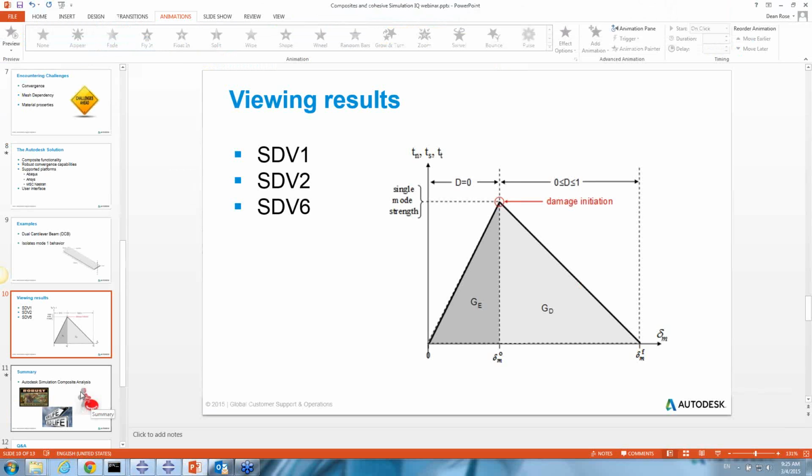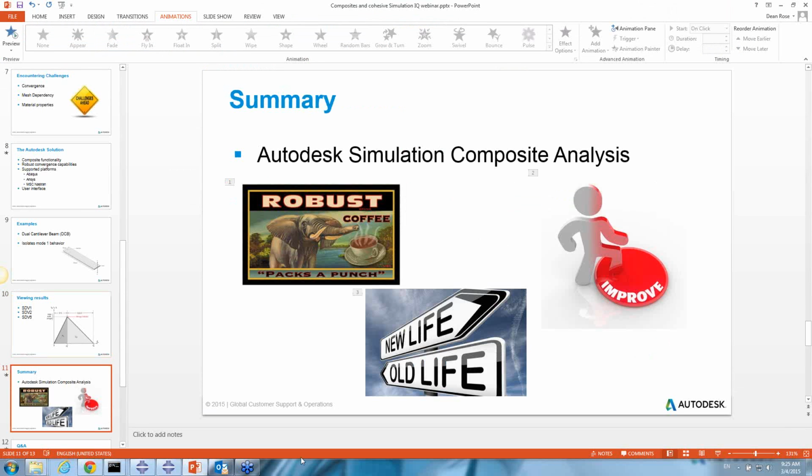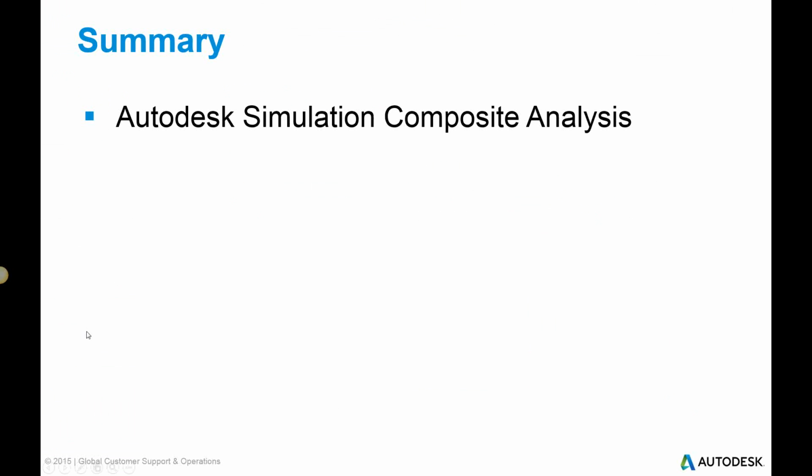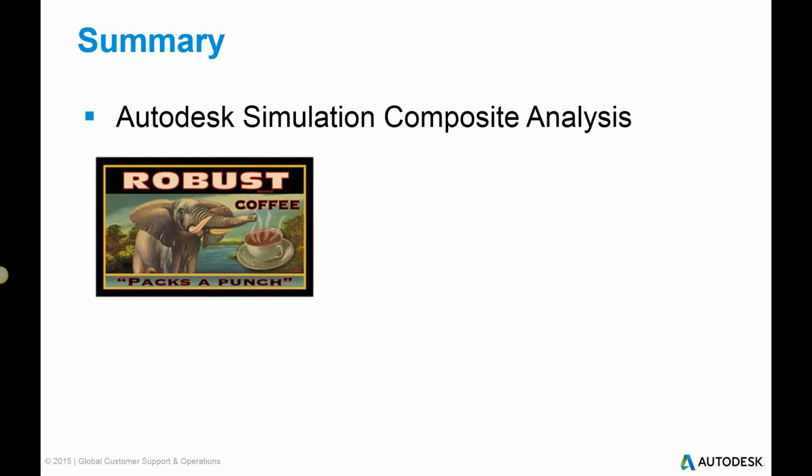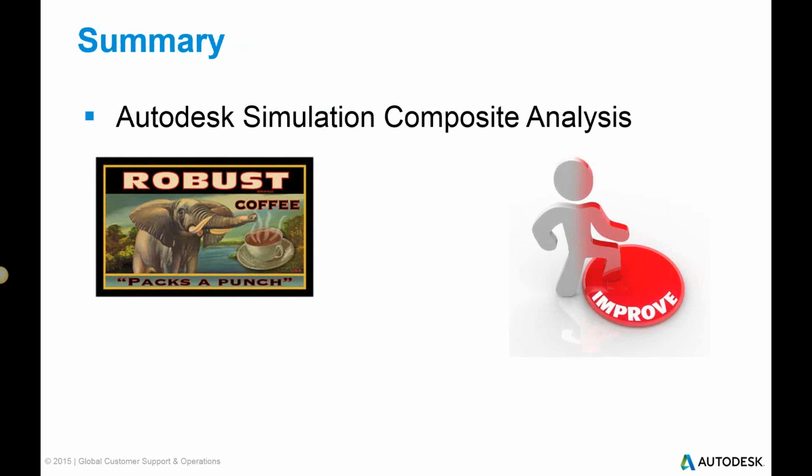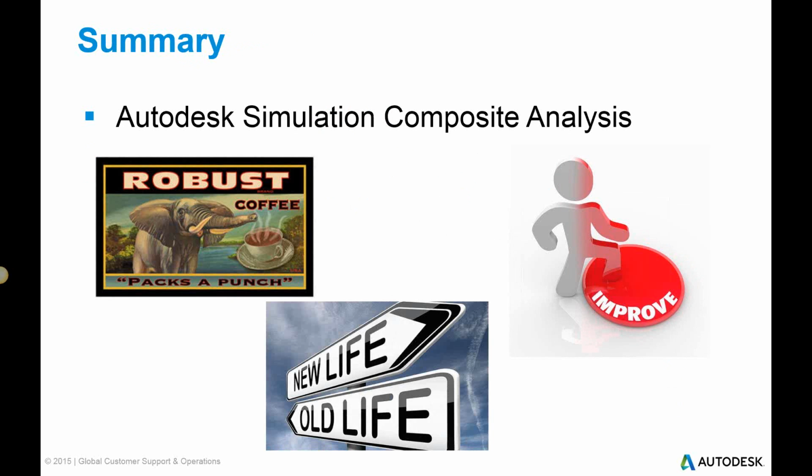And so that's one example that we have, and it's available as a tutorial online through our Autodesk site for simulation composite analysis. And in summary, I just want to highlight a few things that we've covered today for Autodesk Simulation Composite Analysis. This provides robust convergence capabilities. It improves the convergence capabilities that you may have experienced before. And it also can make analyses possible where you didn't experience this before.